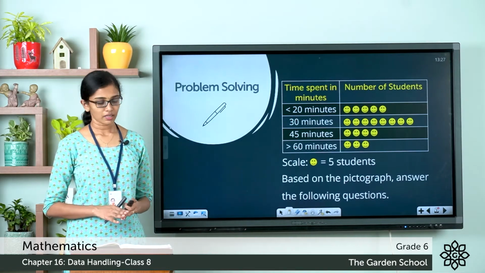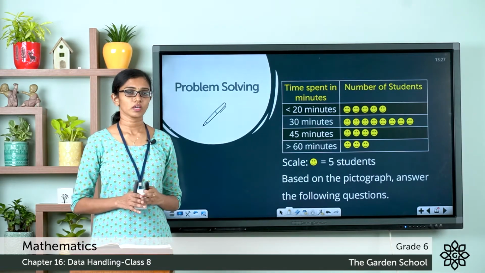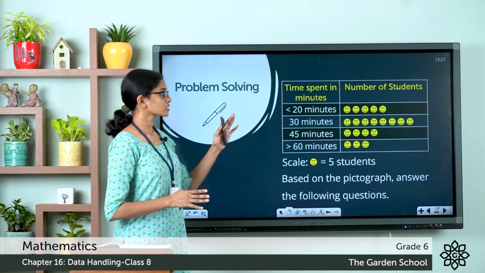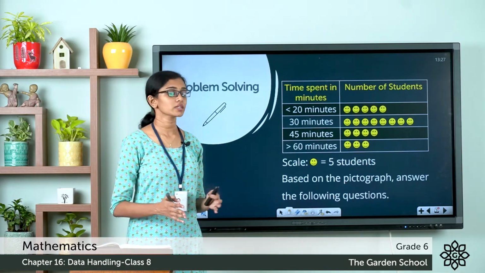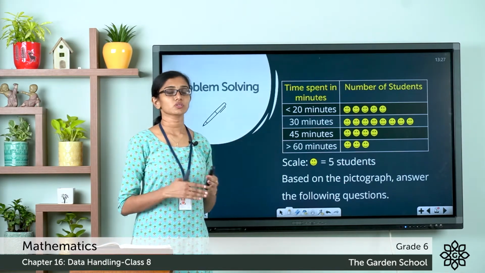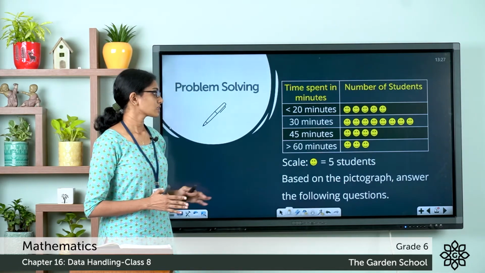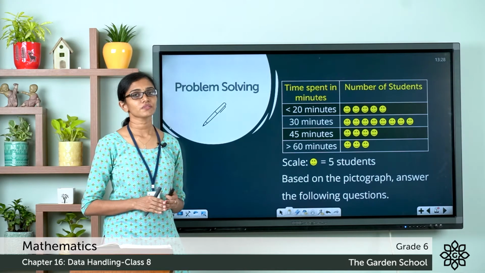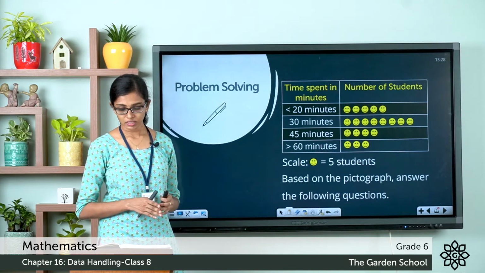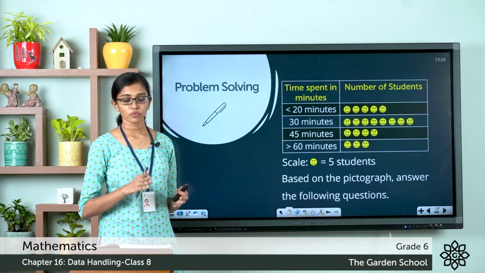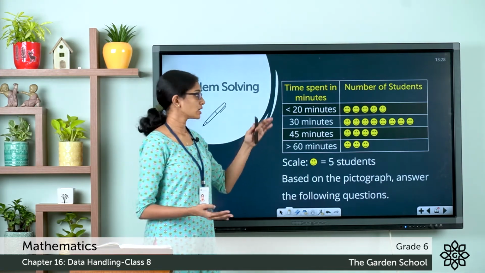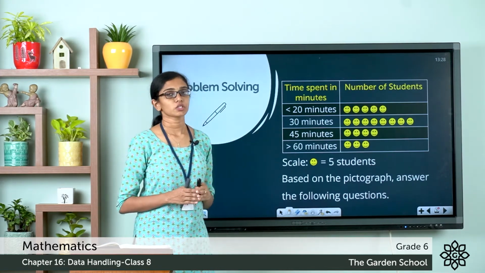Now look at the pictograph. In one column of the table you can see the time spent in minutes, whereas the second column shows the number of students based on pictures or symbols. The scale is given as one symbol represents 5 students. Look at the first question, the number of students who remain online for less than 20 minutes. Look at the row that represents the number of students who remain online for less than 20 minutes.